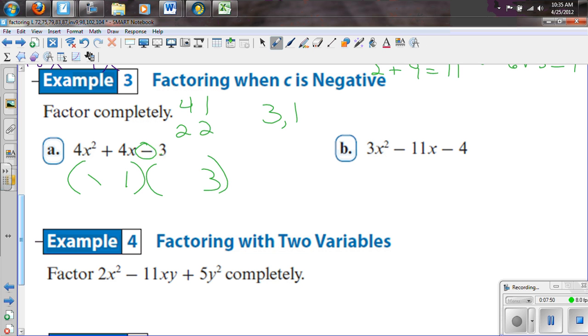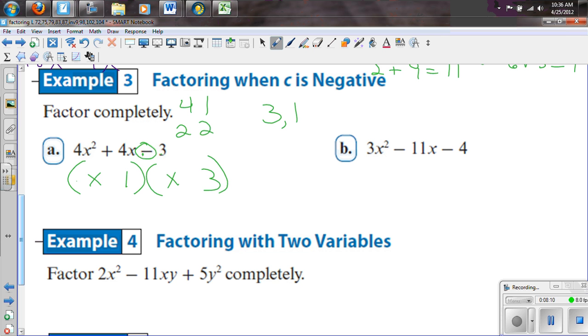And again, we know this is going to be x, and this is going to be x, but we don't know whether it's going to be plus and minus or minus and plus. But we do know the signs have to be different because we're going to subtract them. So that might be a plus 1 and a minus 3, or it might be a minus 1 and a plus 3. So all we do is try numbers in here.